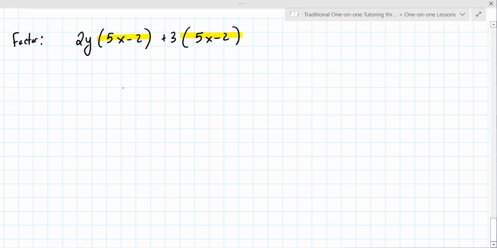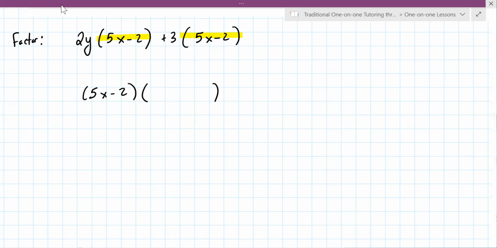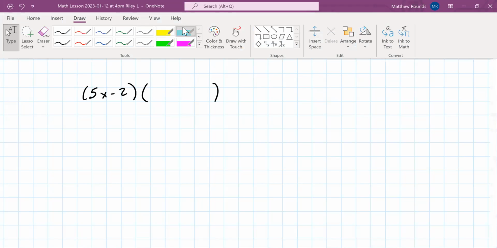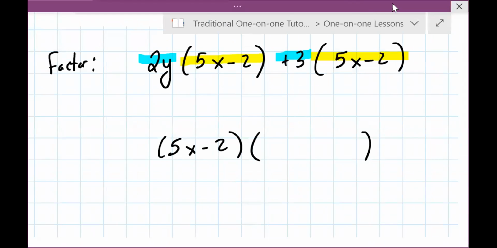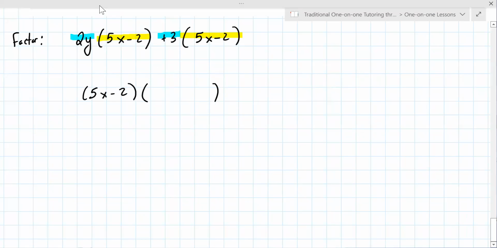Okay, so in this problem here, you would factor out the 5x minus 2 from both terms. And then in this other parentheses, you would write what is left over. So see how the 2y and the 3 are left over? Okay, so in this other set of parentheses, it would be 2y plus 3.